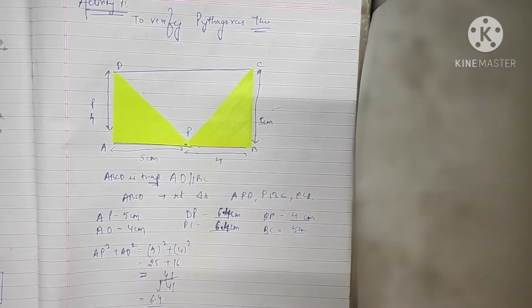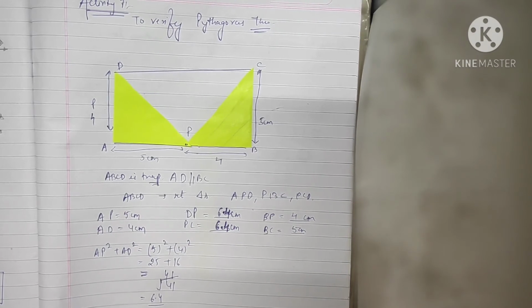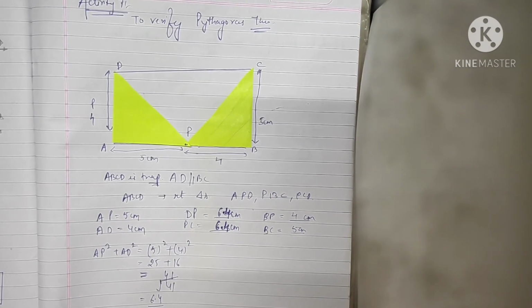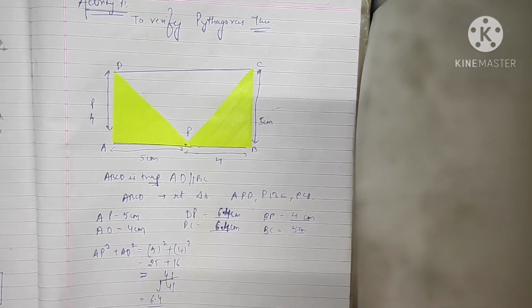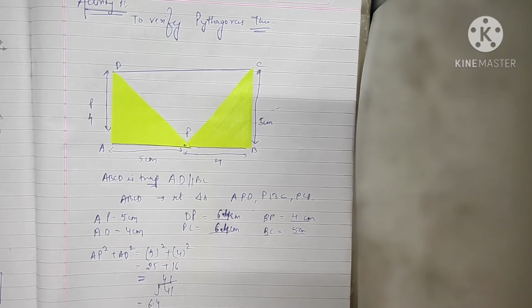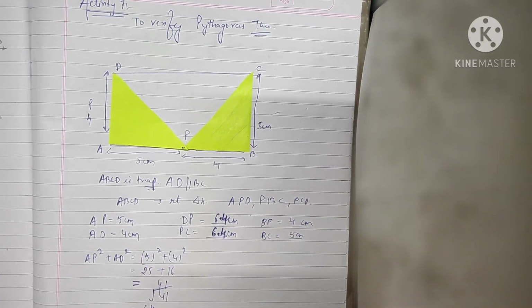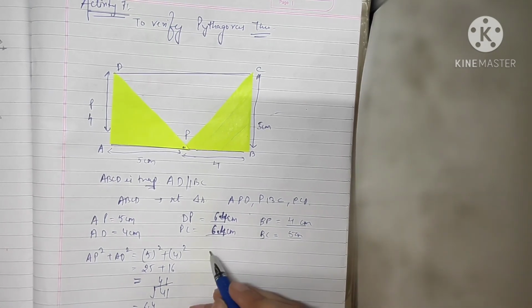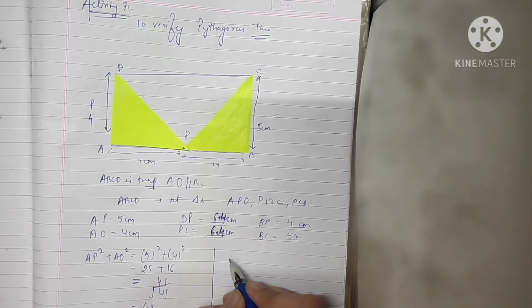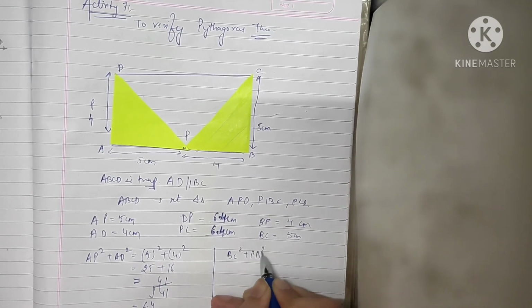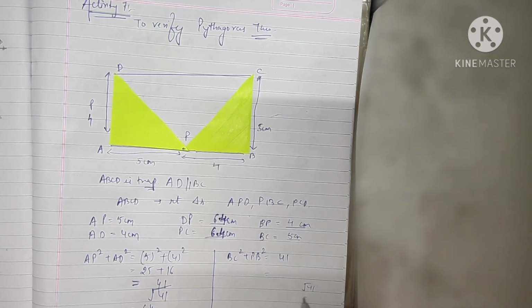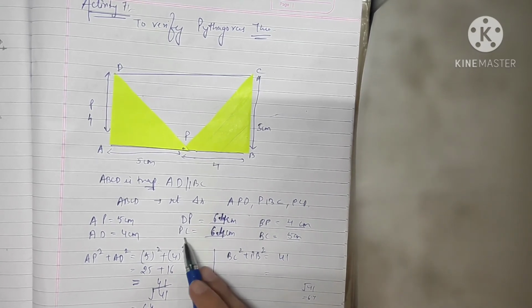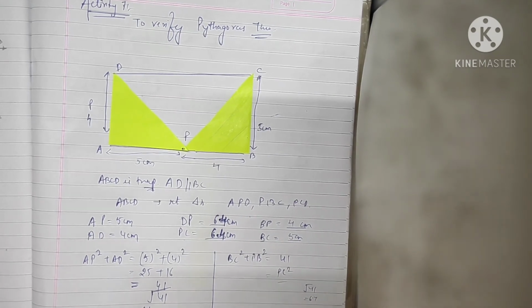Now this value is, isn't it equal to your DP, or simply you will get to find out your DP value 6.4. So means you have verified Pythagoras theorem in this triangle. Same way you will repeat this process for another, that is you will do BP square plus BC square. Similarly 41 will come. If you find under root 41 value, that will be 6.4, right? And this is your value of PC.